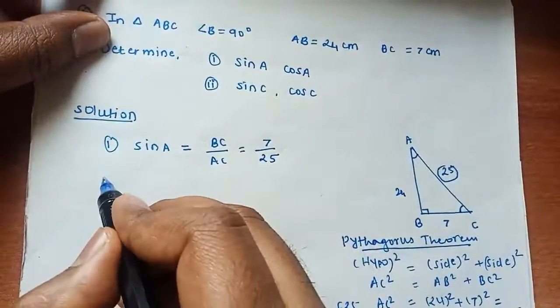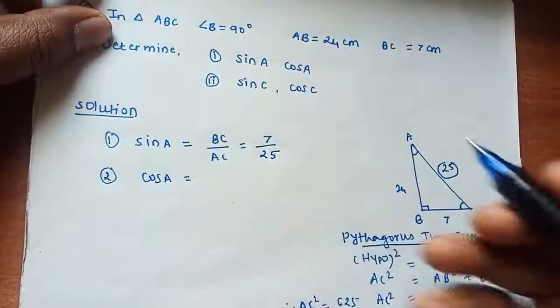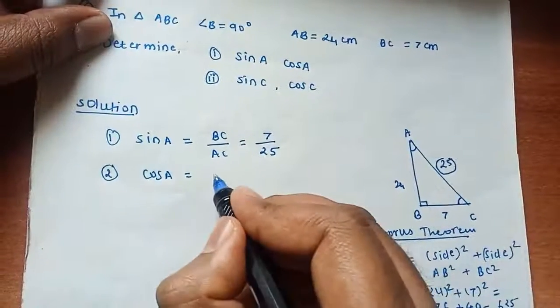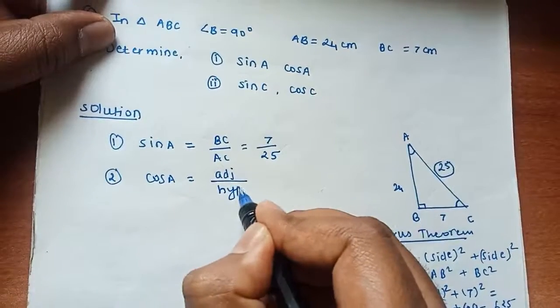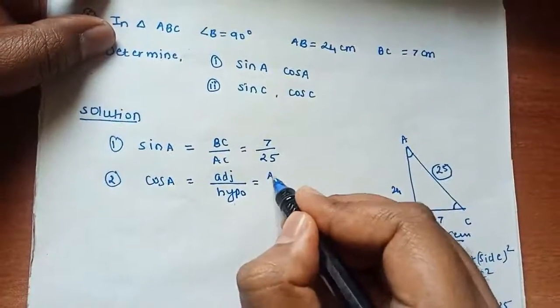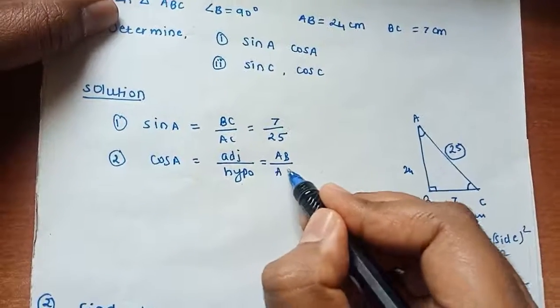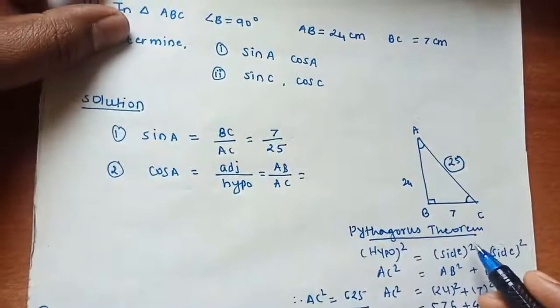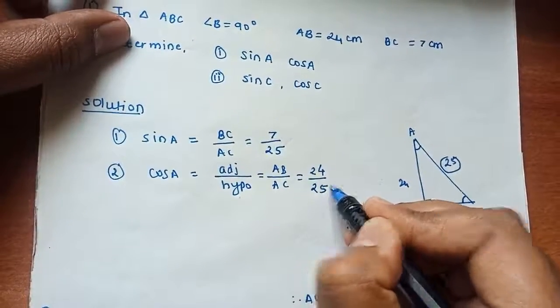Similarly, next is cos A. Cos A is equal to adjacent upon hypotenuse. Adjacent is AB upon hypotenuse AC. So that is equal to 24 upon 25.